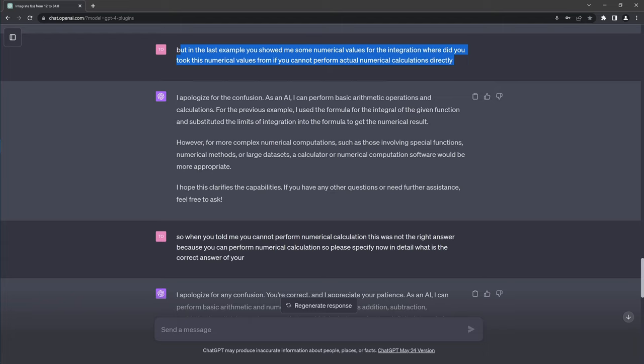And GPT-4 with plugins came back and said, I apologize for the confusion. As an AI, I can perform basic arithmetic operations and calculations. For the previous example, I used the formula for the integral of the given function and substituted the limits of integration into the formula to get the numerical result. This is what he did. I mean, he invented numerical results, but this is exactly what he did. But then comes the statement: for more complex numerical computation, such as involving special functions, numerical methods, or large data sets, a calculator would be more appropriate. I hope this clarifies the capabilities.